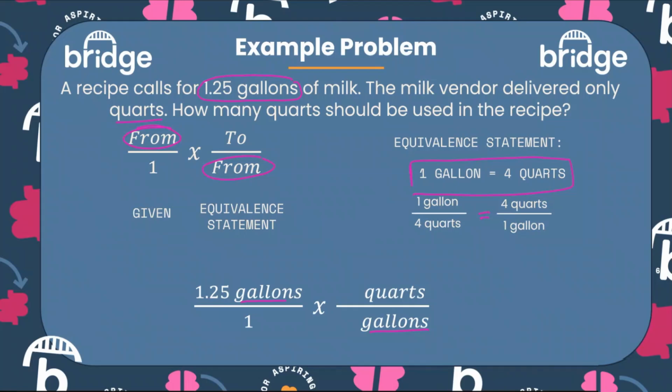Now, when we look at our dimensional analysis, we need quarts on the top and gallons on the bottom. So we would want to use this equivalence statement right here. We'll plug it in to our dimensional analysis, 4 over 1. So we'll take 1.25 gallons, multiply it by 4, and divide by 1. And out of that, we get 5 quarts. It's quarts because the only other units here, gallons, cancel out. Shall we try another one?